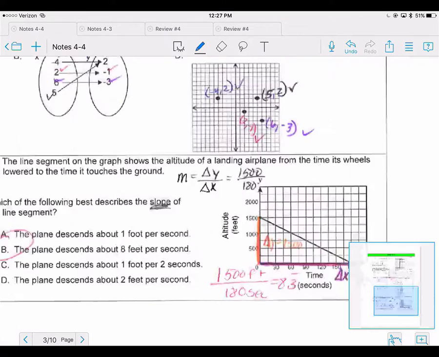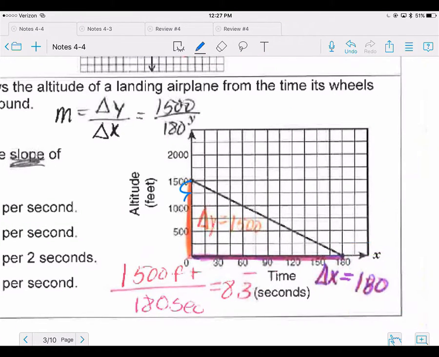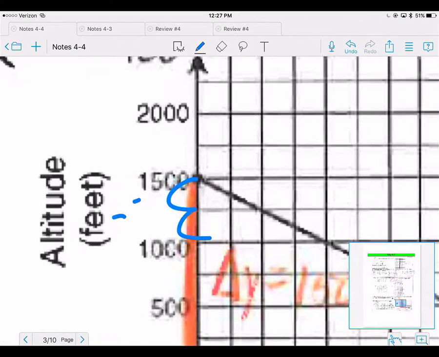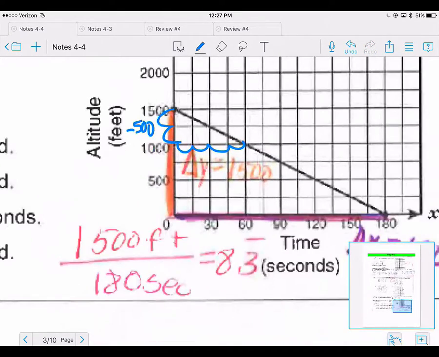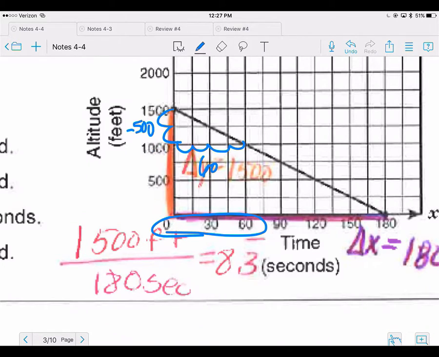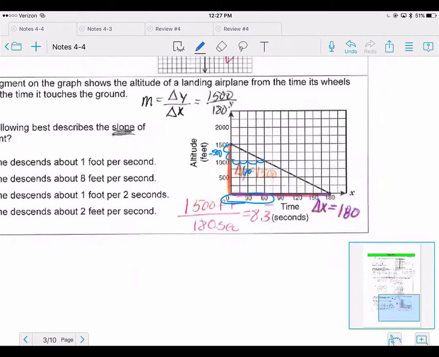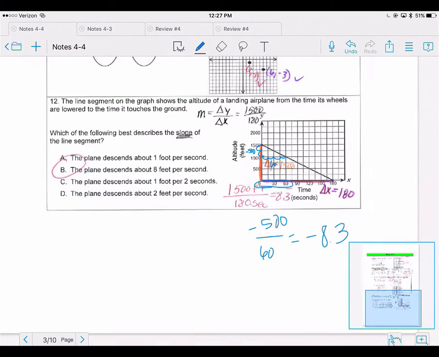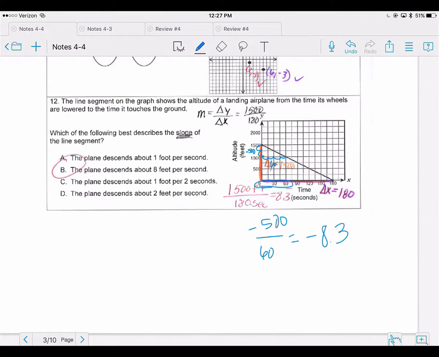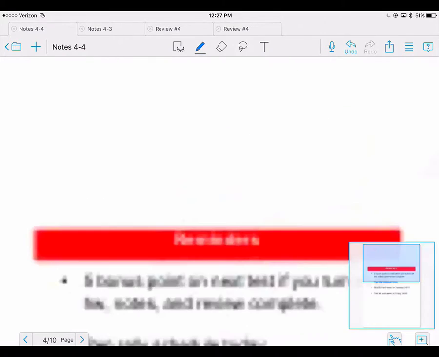On 12, if you go down 2, you're not going down 2 in relationship to the actual units. We're going down 2 lines, but we're actually going down 500 feet. And then when we go over 4, it's 4 lines, but it's from 0 to 60 seconds. When they made the key, they went all the way down and all the way over. If you do -500 divided by 60, you still get about 8.3, which is why it's 8. If you chose C, it's because you went down 1 over 2 or down 2 over 4 and reduced it, but you did not look at your actual units.